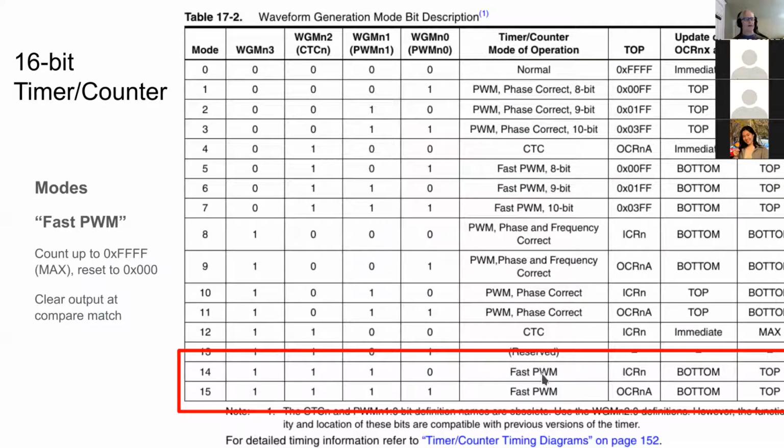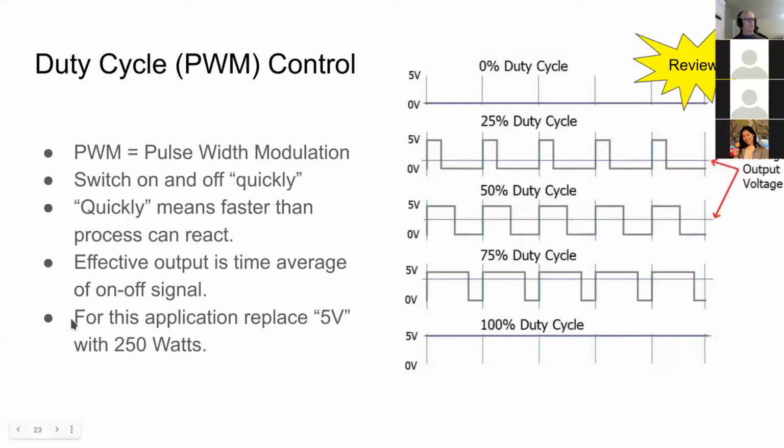Here's another mode called fast PWM, pulse width modulation. We'll review that in a second really briefly. And so here, the counter counts up to 65536, and then it resets to 0. And the output is set to 1 on the reset event, and it's cleared when the compare match happens. So the period is constant, but then we'll have a pulse that clears at variable times.